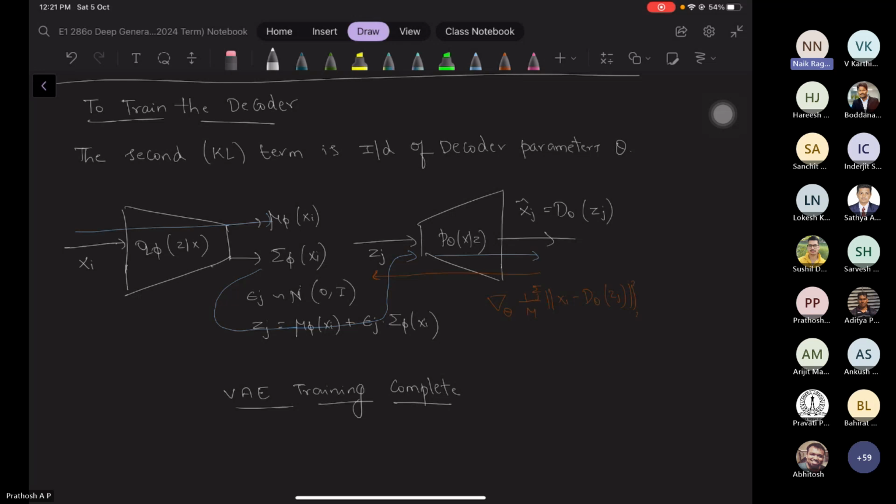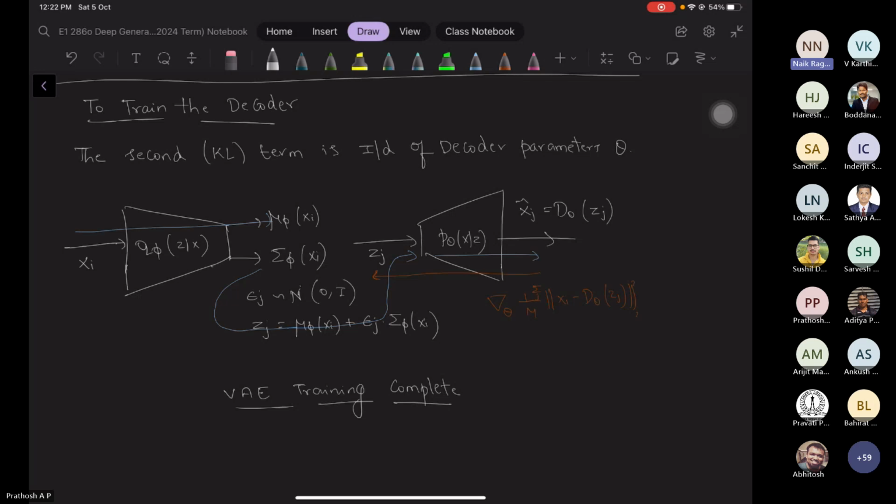I had one question. During this training, do we start with the decoder training first or the encoder training first, in practical implementation? It doesn't matter. You just train one pass of encoder, one pass of decoder. That finishes one training.